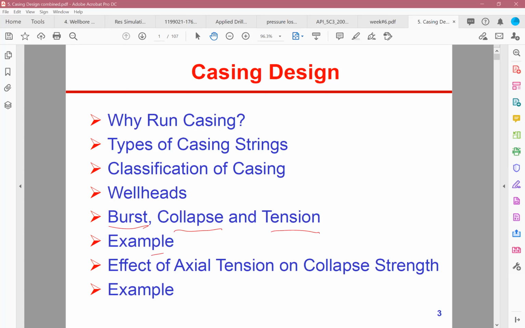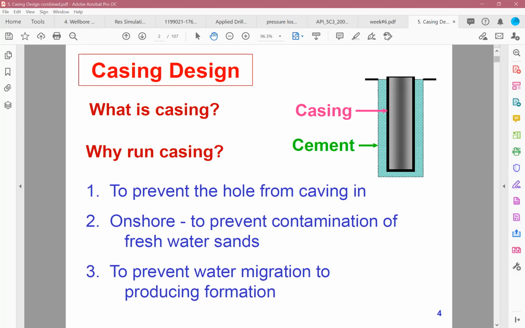We do an example, and also we talk about the effect of axial tension on collapse strengths. Collapse is a bit more complicated. We have different types of collapse, which we will talk about later. Examples, of course, we will do a lot of examples, hopefully, if we have enough time, but we do as much as we can.